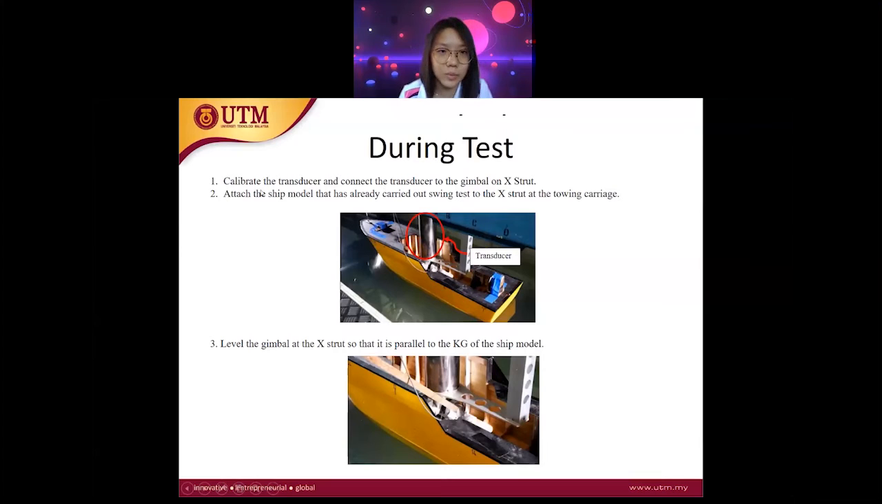And this is for during the test. During the test, we need to calibrate the transducer and connect the transducer to the gimbal on the extrude, as shown in the first diagram. Here is the transducer. Also attach the ship model that has already undergone the swing test to the extrude at the towing carriage. Then level the gimbal at the extrude so that it is parallel to the KG of the ship model.